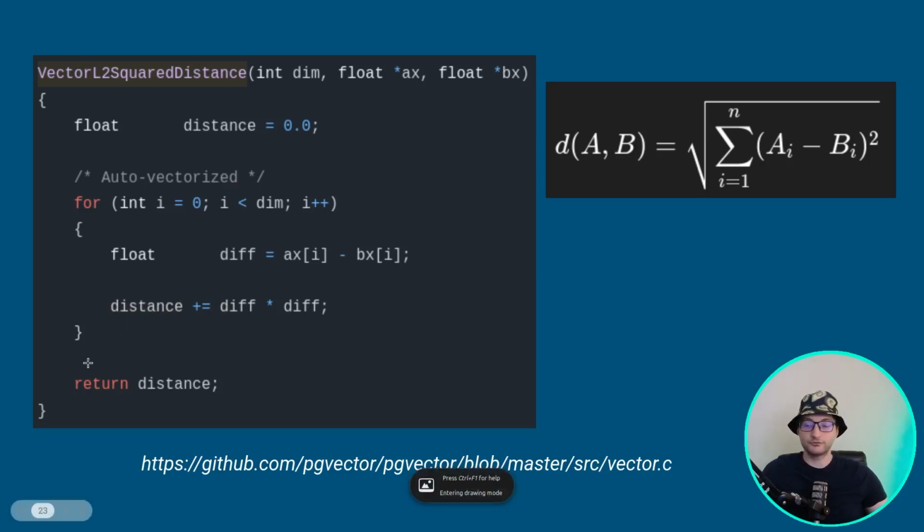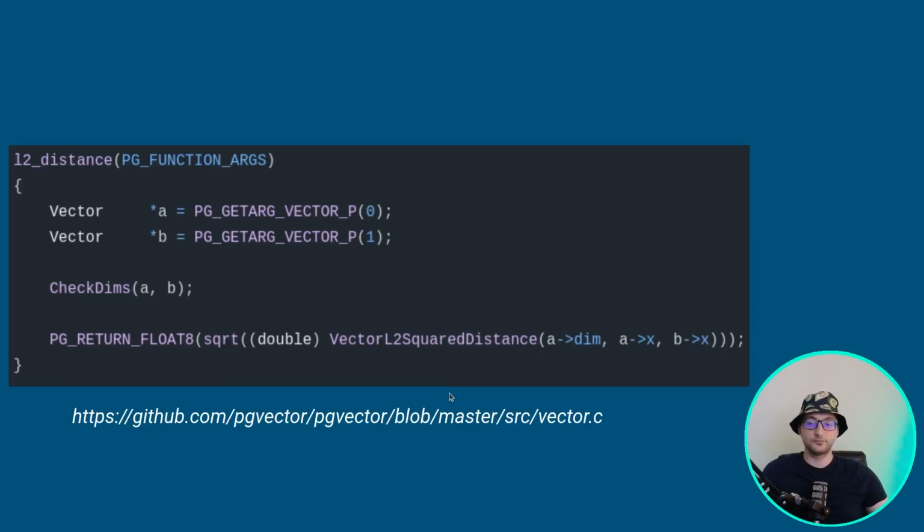So this function will return the distance value, but it actually returns the squared distance, as the name of the function suggests. Because of this, there is another function which is the actual L2 distance function, and this is calling the previous function, and then it's also taking the square root of that number, so we get the actual distance between the vectors.